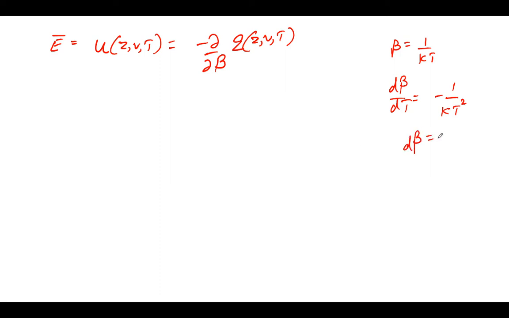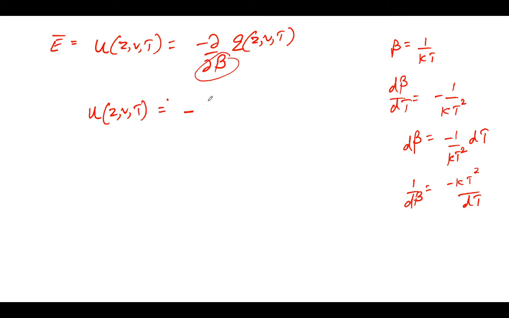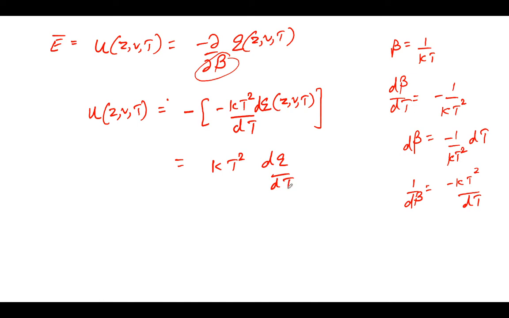So dB, I can write it as minus 1 over KT square into dT. Because this is in the denominator, I can write 1 over dB as equal to minus KT square over dT. So I can write this equation as UV into T, which is minus KT square over dT into Q, which is a function of Z, V and T. So here we can write it as dQ, so this is KT square into dQ over dT. Once we find the value of this U, from that we can find the Helmholtz free energy.